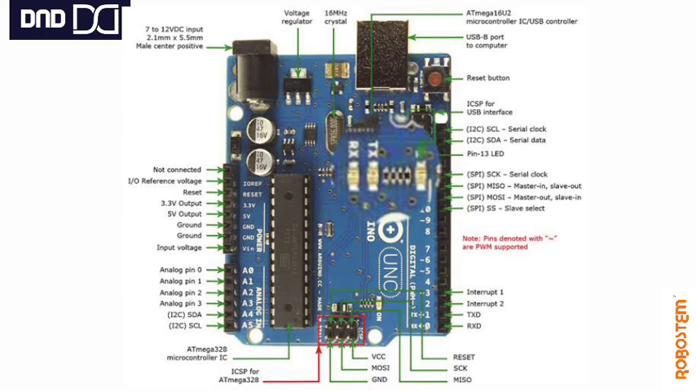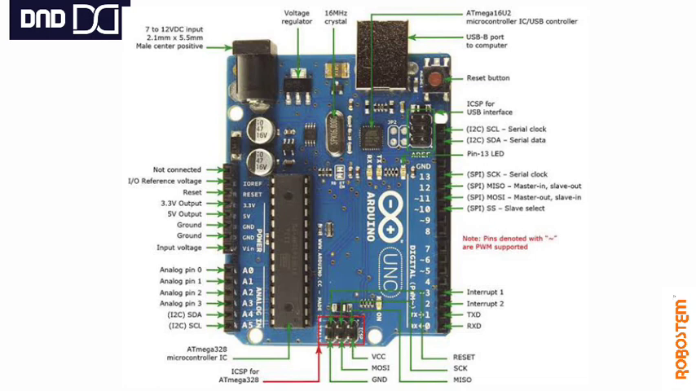There are 3 LEDs on this: RX, TX, and the last one is actually the pin number 13 LED. That means in the digital pins, pin number 13 is interconnected to this LED. When you take a new Arduino and power it, immediately this LED will start glowing. That means it is interconnected to pin number 13.